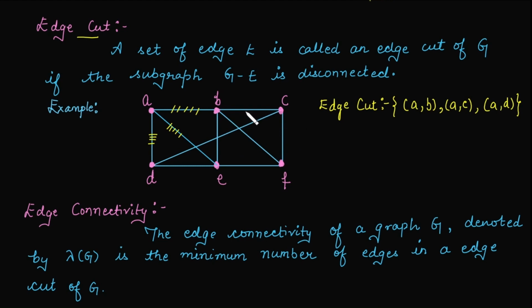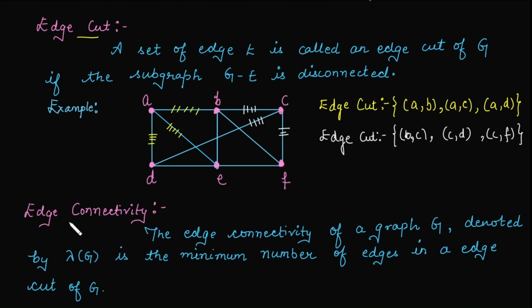Another possible case is if you remove the edge B to C, and next the edge CD, and then remove the edge CF. Now you can check that it disconnects the graph. We keep these edges but we are removing these lines. With this it disconnects the graph because right now C is an isolated vertex. So this is also an edge cut for the given graph G.